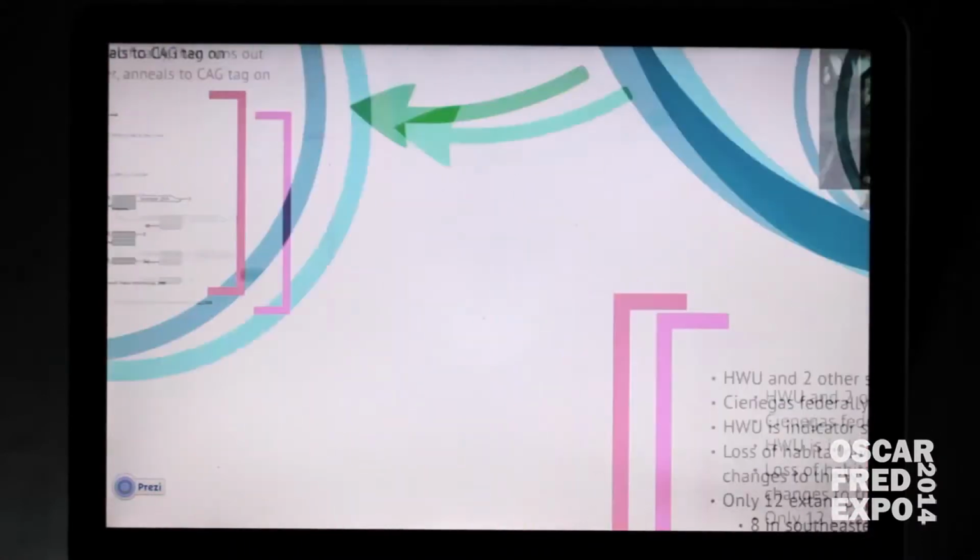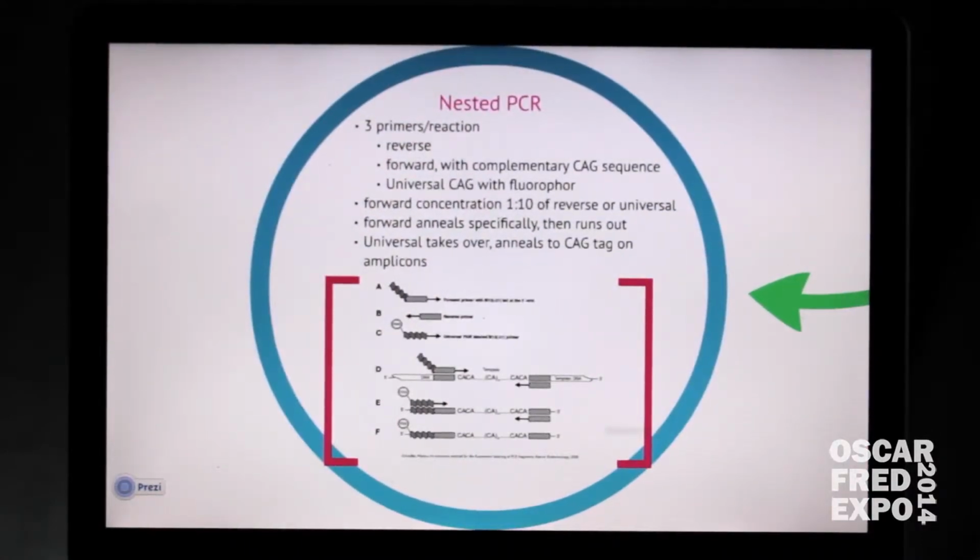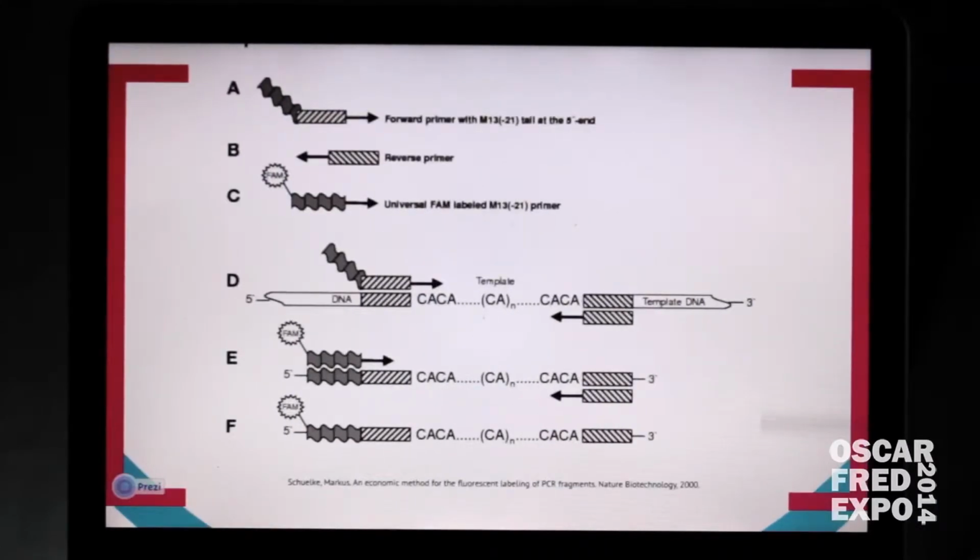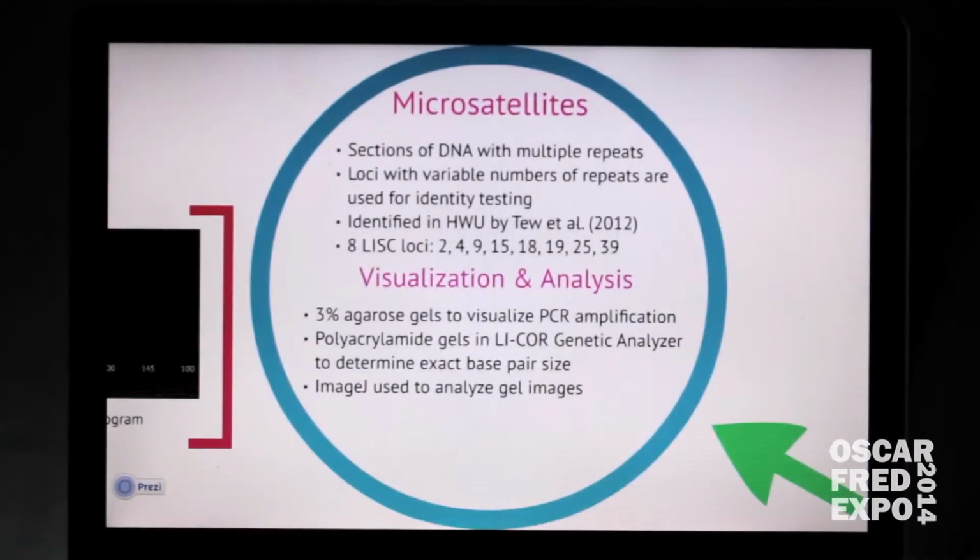In doing this population study, I used nested PCR. Here we have 2 primers that are specific to the locus and a third which contains the fluorescent tag. So microsatellites are small sections of DNA with multiple repeats. Microsatellite loci are commonly used in identity testing, where variable numbers of repeats are used to identify an allele. Varied alleles will then give a specific genotype that can be used to identify an individual. Tu et al. identified 8 loci for this specific to HWU.